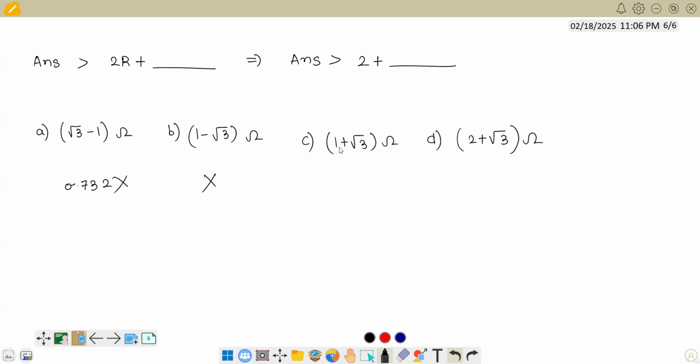We cannot have negative resistance. This is 1 plus root 3. So 1 plus root 3 would be 1 plus 1.732. It is 2.732. Yes, we are getting 2 plus something. And 2 plus 1.732 gives you 3.732. But my answer has to be 2 point something, 2 plus less than 1. Remember, if we add 2 with less than 1, we'll get something decimal. So based on this logic also, we can directly mark it as option C.